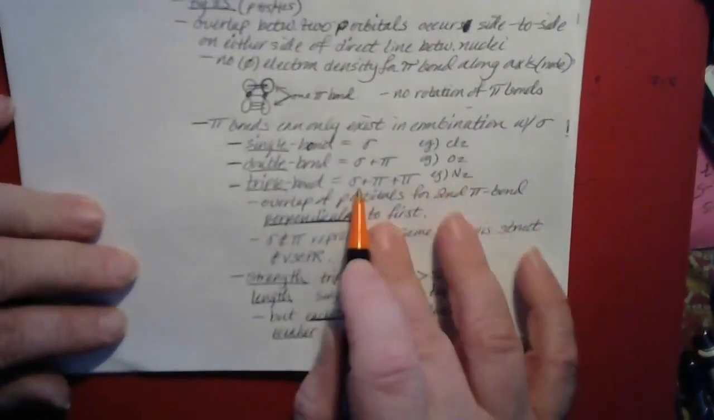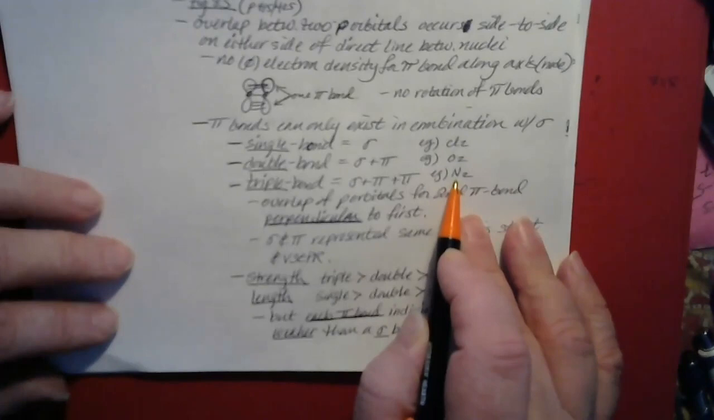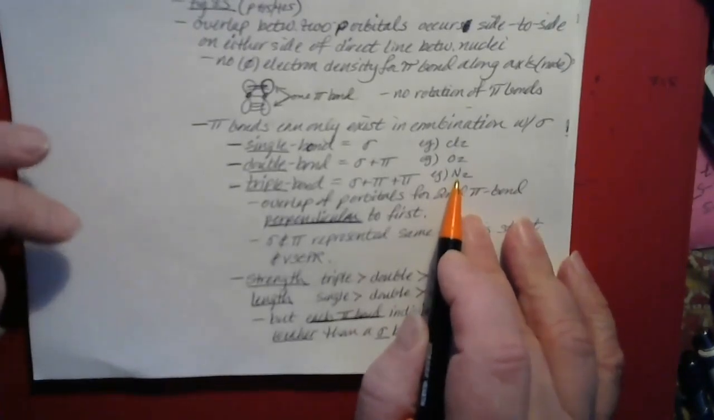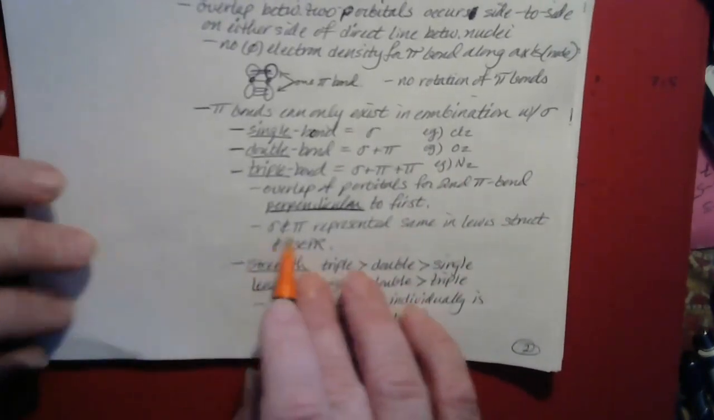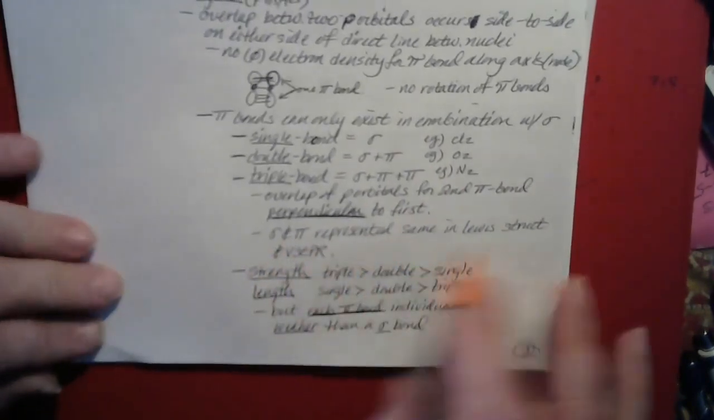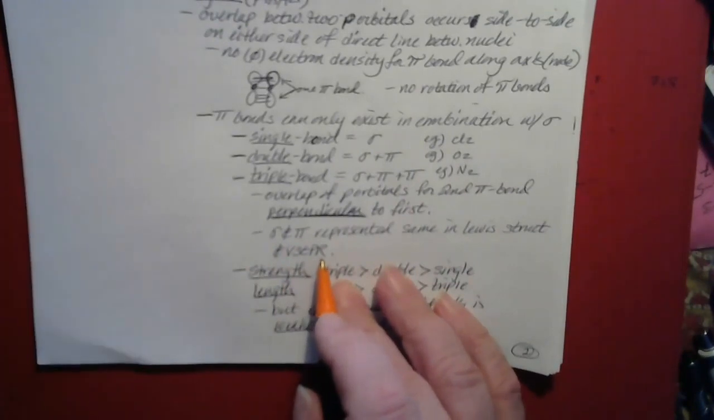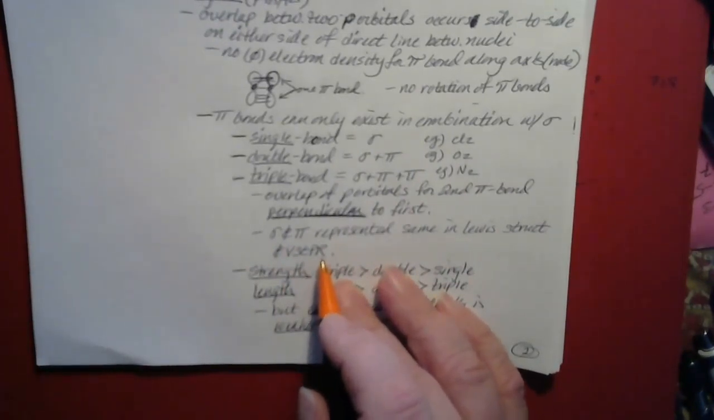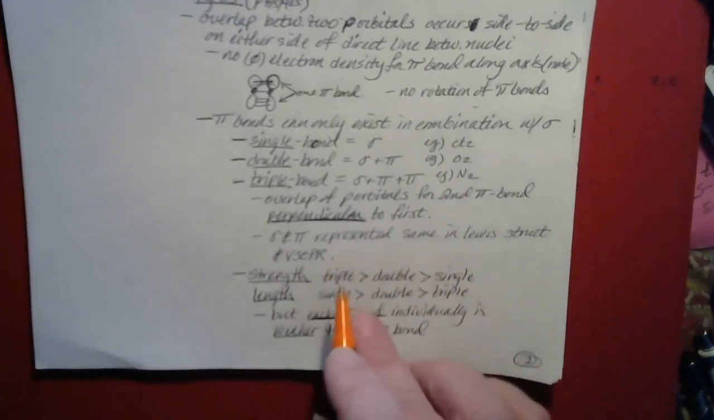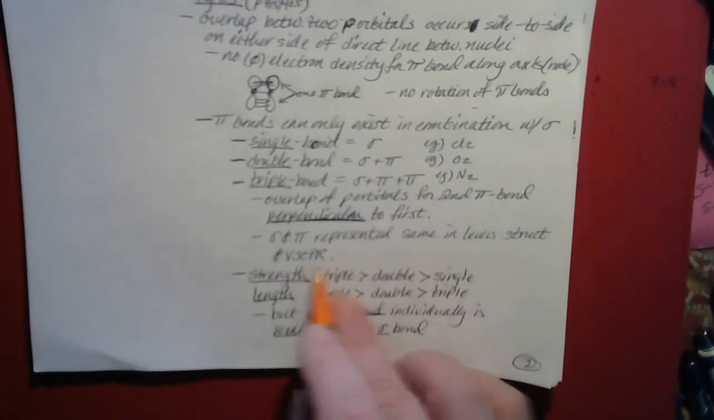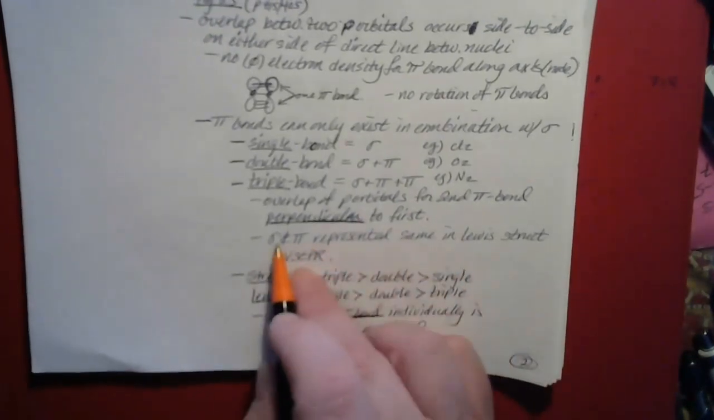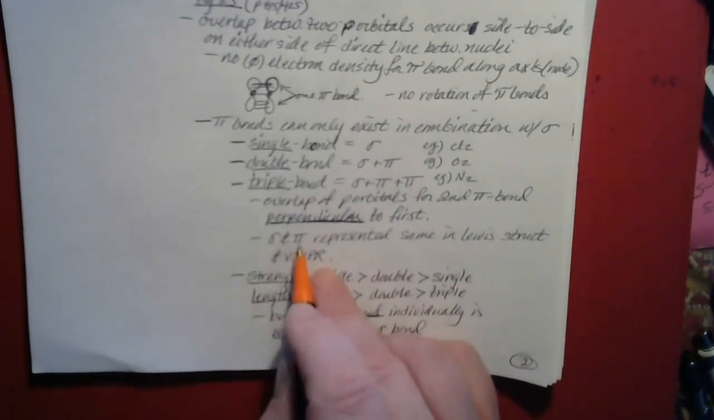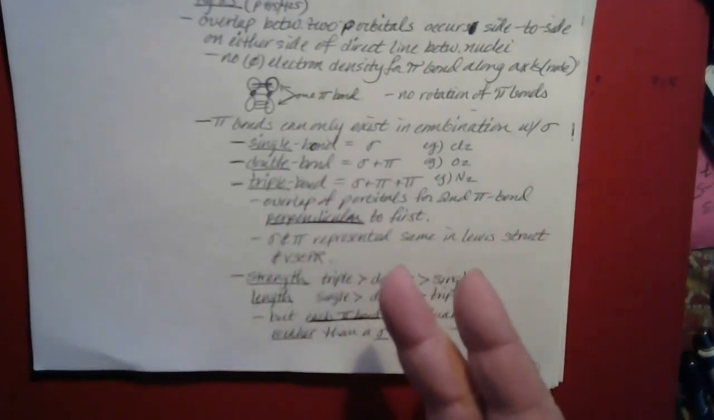And you'd find an example of that in nitrogen. N2 has a triple bond between the nitrogen atoms. The sigma and pi bonds are represented the same in the Lewis structures, because remember we said that as far as the Lewis structure is concerned, you're really only concerned about the amount of space that, well, each of these bonds, a sigma bond and a pi bond, each consists of 2 electrons.